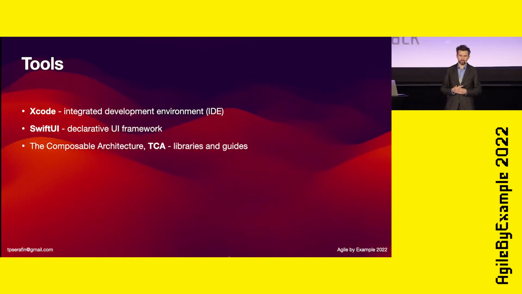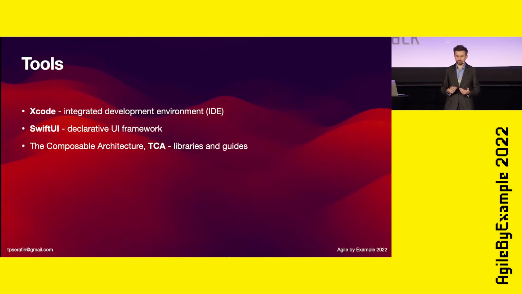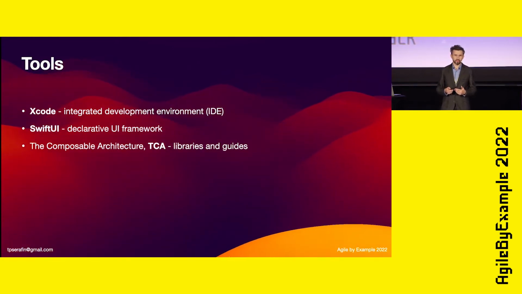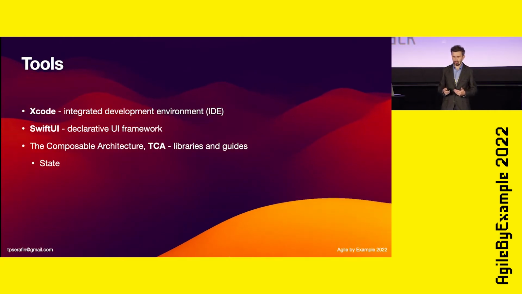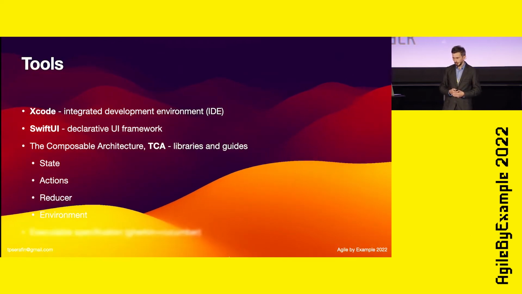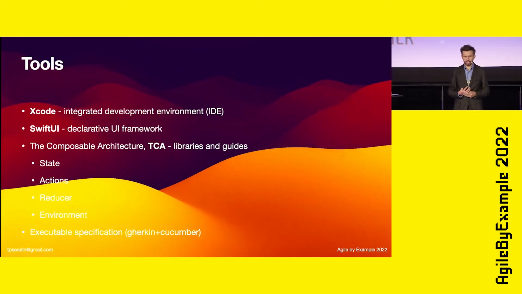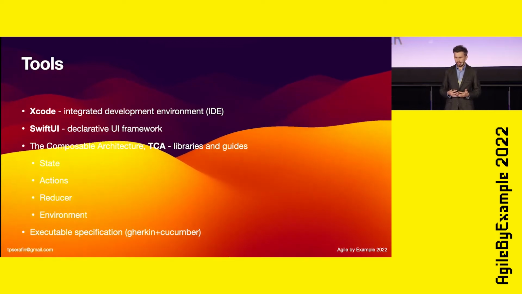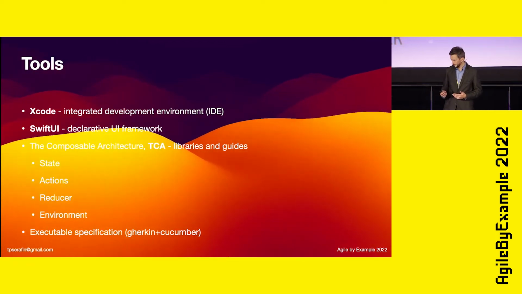The composable architecture. Architecture is a set of libraries and guides that help me to build application. Actually, we're somehow forced to use new architecture in our application because SwiftUI is not compatible with our former architectures. Every single component in our application built with TCA is made of 4 parts, and I will tell more of those parts later. Requirements for my change are written in Gherkin. It's a language in which the executable specification is written, and I will run this specification using Cucumber.